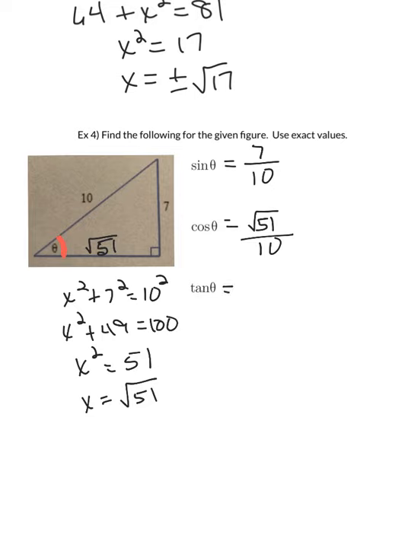For the tangent, we want the opposite, which was the 7, over the adjacent, which is the square root of 51. You may leave it in that form, or you may rationalize it and write it as 7 square root of 51 over 51. On example 5, the directions say to solve for x in the triangle and to round your answer to the 10th.